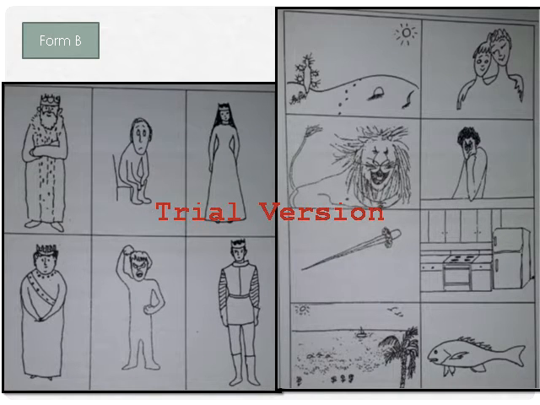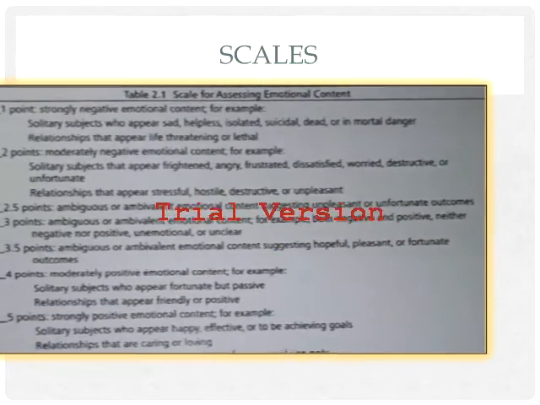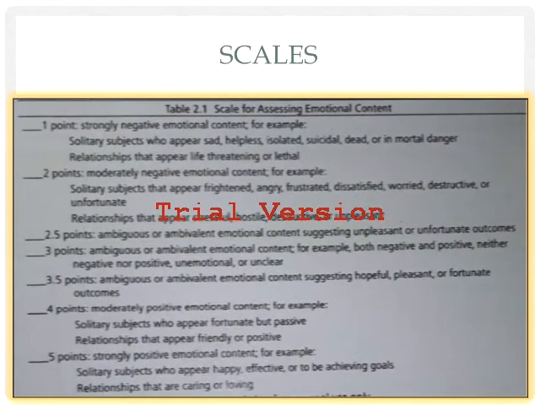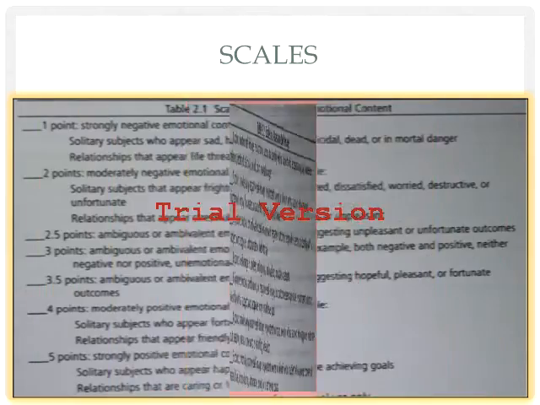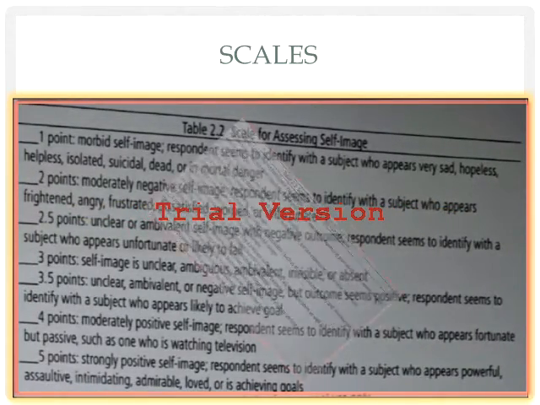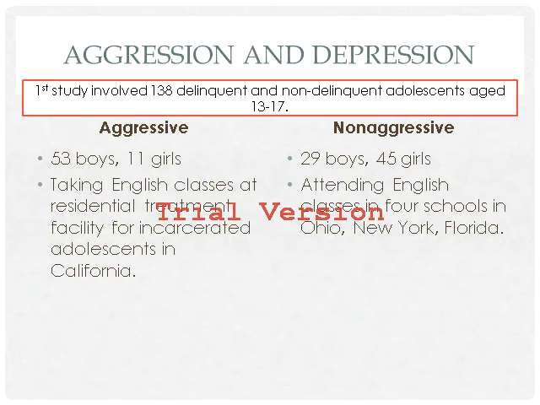We have different pictures, and you have to ask the child to draw the pictures as to what they want. Choosing characters from these pictures, draw some event on this drawing page, choosing different characters from form A and B, and draw a picture and write a story basically. And then you go through the scale. There are 3 scales: table 2.1, table 2.2, and table 2.3. Then it comes to aggression and depression.